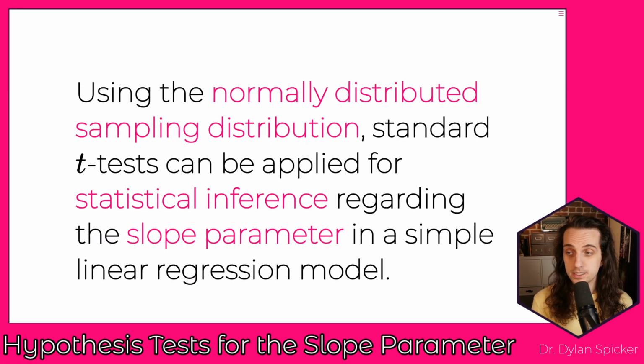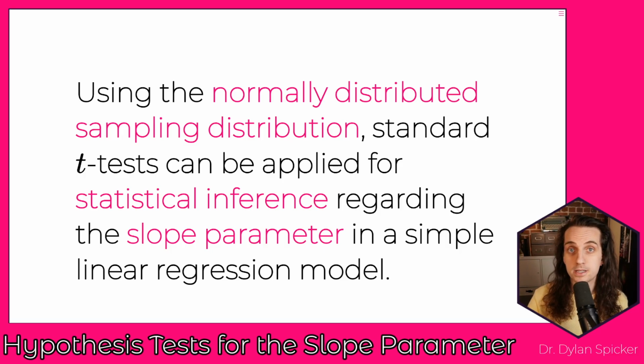So using that normally distributed sampling distribution, standard t-tests can be applied for statistical inference regarding the slope parameter in simple linear regression models. What we're really thinking about is that this allows us to test the association or the relationship between two different quantities. Anytime we have a scientific question of the form, how does changing x influence the expected value of y, we think about that in the context of a linear regression model, and that relates to a test of the actual value of that slope parameter.